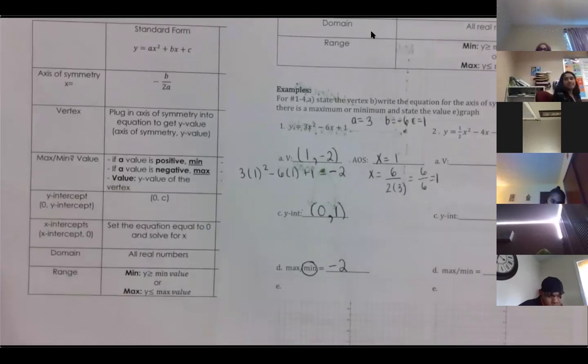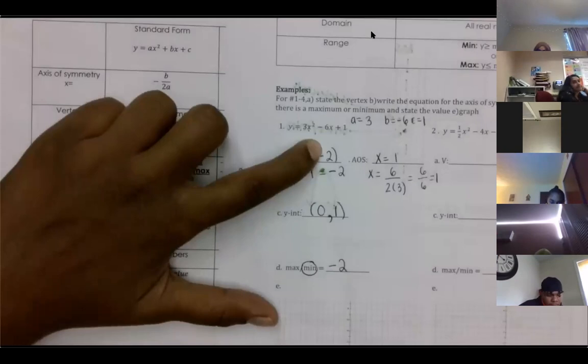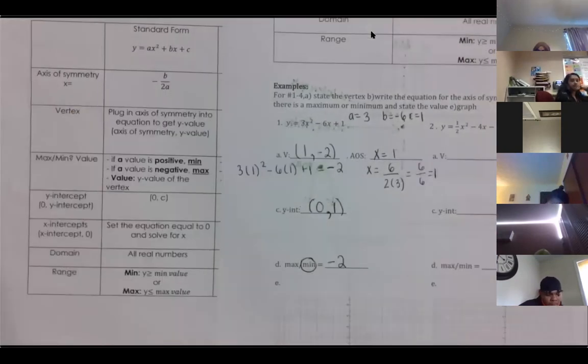All right. Wait, can you say again? -2. It's just the y value of the vertex. Oh, okay. Any other questions?